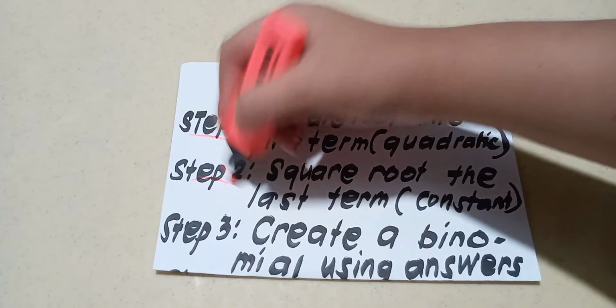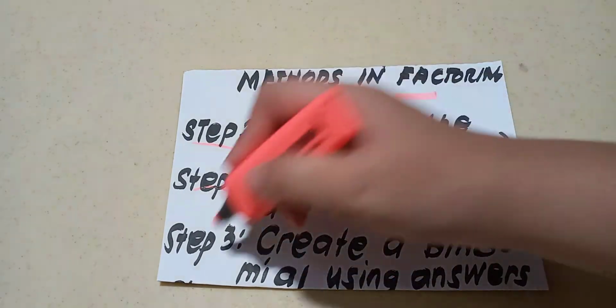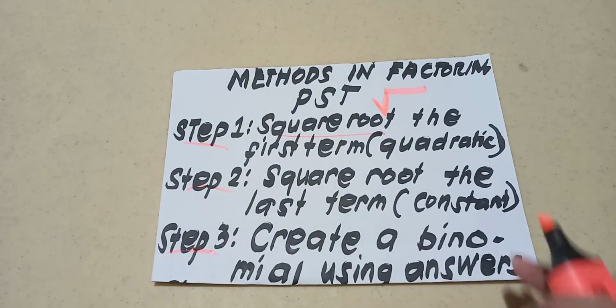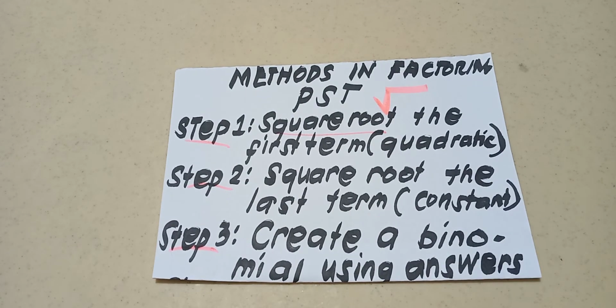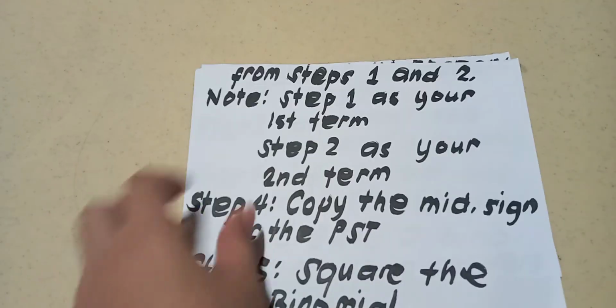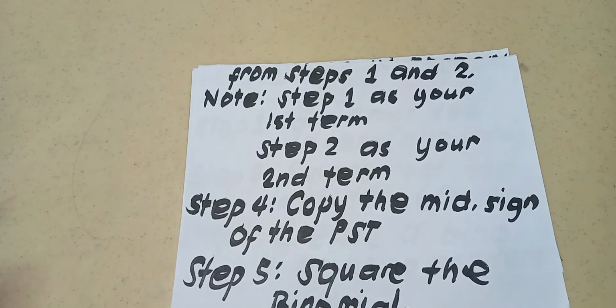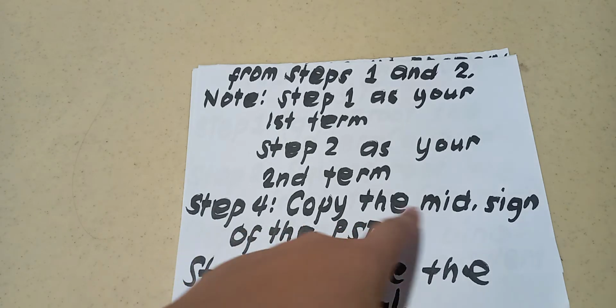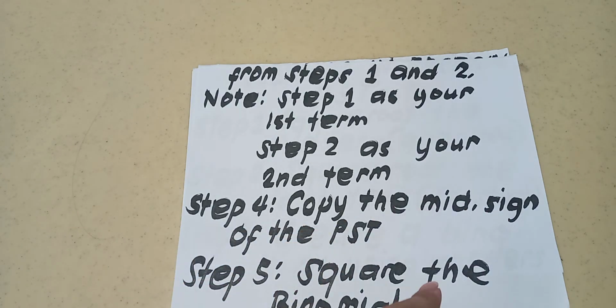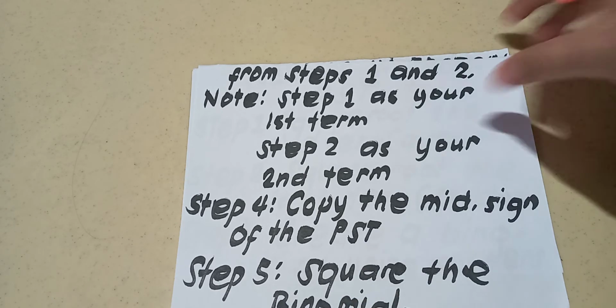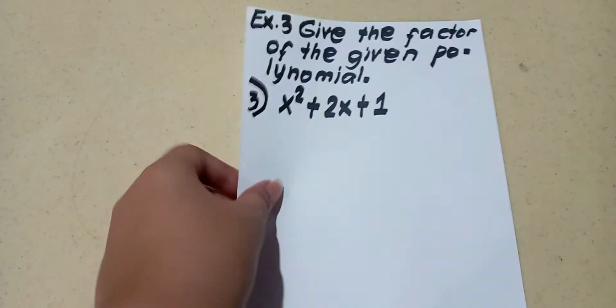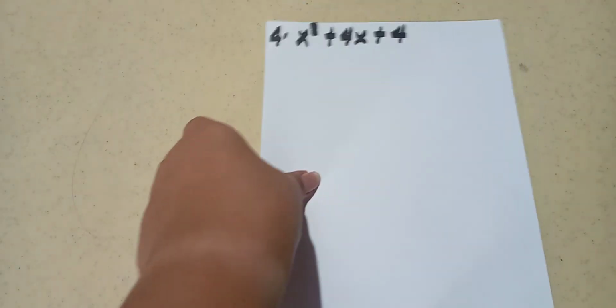The second step is square root the last term. Step 3, create a binomial using the answers from step 1 and step 2. Take note that step 1 is your first term and step 2 is your second term. Then step 4, copy the middle sign of the PST. Then step 5, square the binomial. We will apply that in an example so it is easier to digest. So let's have this example.